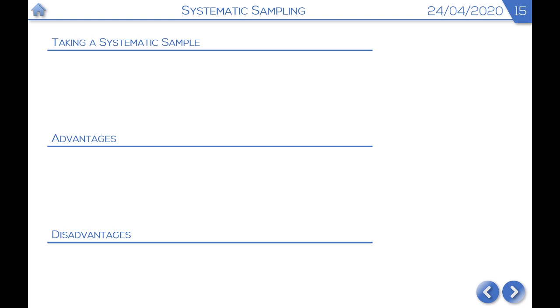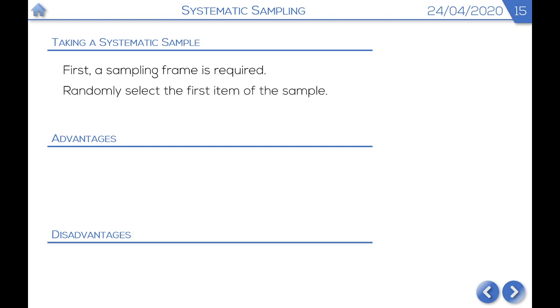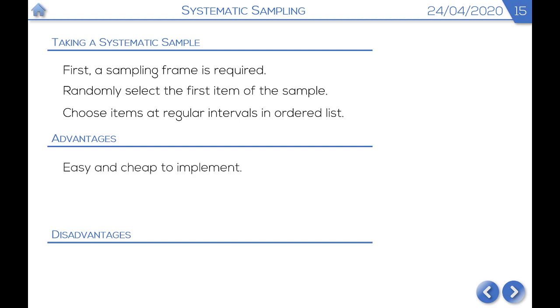So here's how we'd go about taking a systematic sample. First thing we do is get our sampling frame, and then for the first item we have to randomly select it. After that we would choose items at regular intervals. So we might say, right, we're going to have the numbers 1 to 5, and we're going to do a simple random sample to select the first one, which we just looked at. And then after we've selected the first number using a simple random sample, we'll choose every 10th person or something like that.